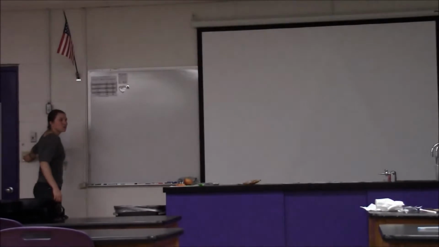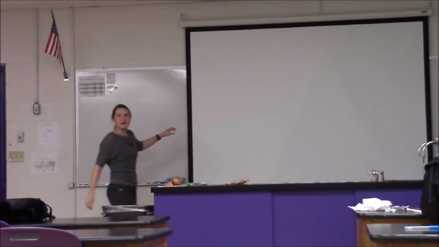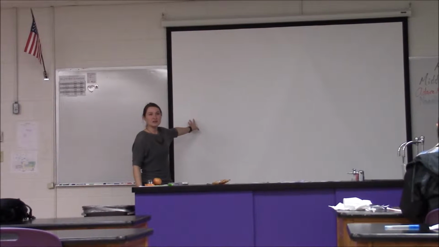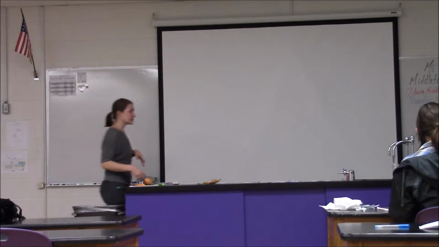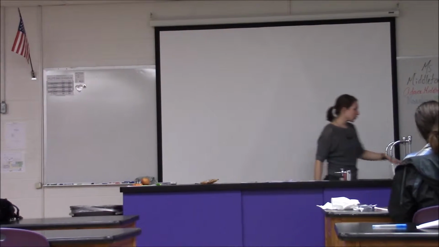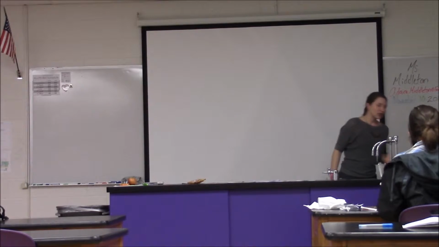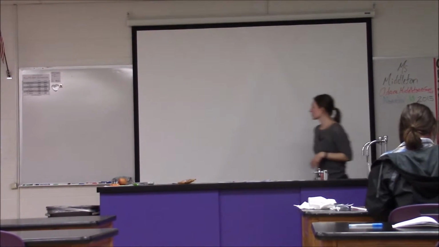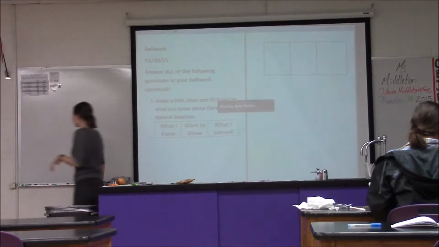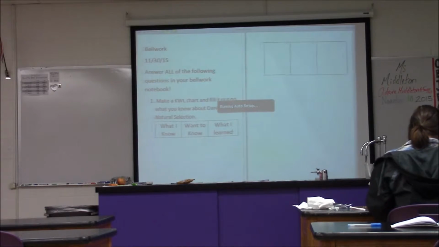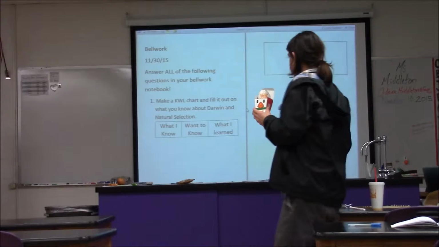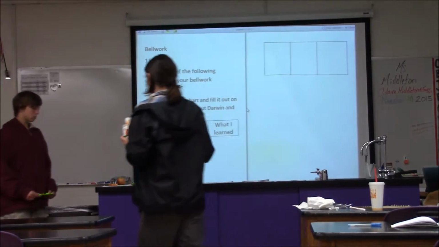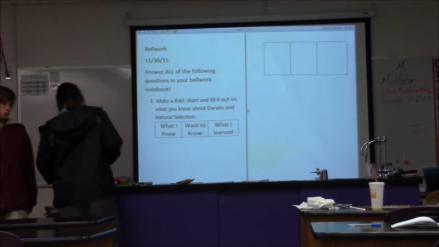Alright guys, we're going to get started. I'm going to have you start out doing a KWL chart. If you remember, we did that a couple weeks ago. I want you to make 3 different columns for what you know, what you want to know, and what you've learned. Okay? And what I want you to write a KWL chart on is what you know about Darwin and natural selection.